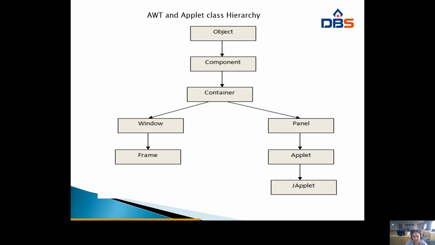And the container has another subclass, that is the panel. The panel is the subclass of the container class. Now this panel has applets. This applet is a subclass of a panel. Now these applets also have JApplets, which are the subclasses of applets. Now this is the hierarchy, level wise. This is the hierarchy for the AWT and applet class hierarchy.